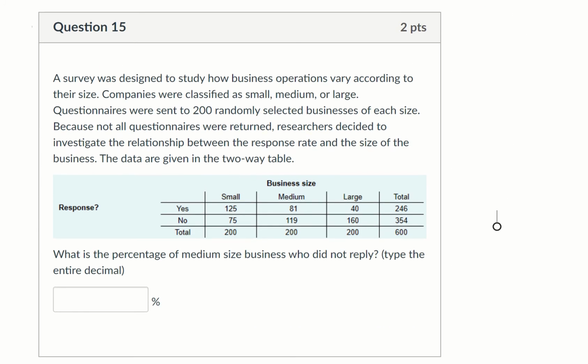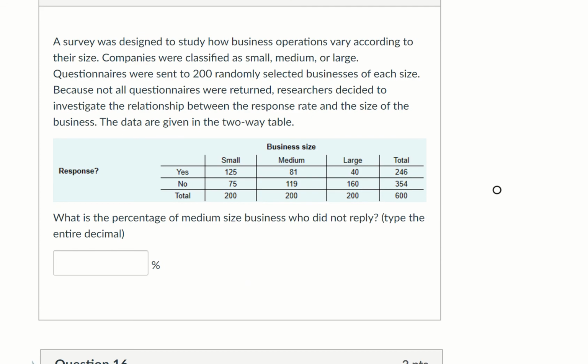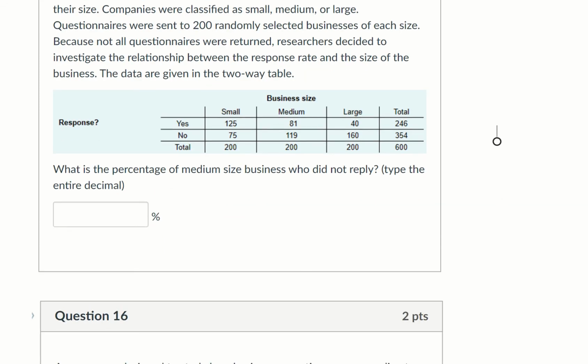All right, so the survey was designed to study business operations. So this is the business operations example, but this time they want us to find the percentage of medium-sized businesses. So the "of" goes on the bottom. So the medium-sized businesses goes on the bottom. Who did not reply?